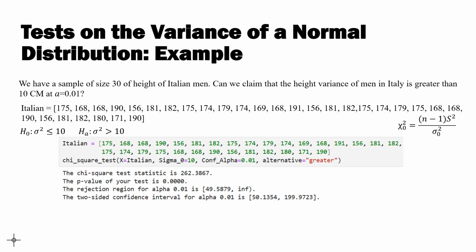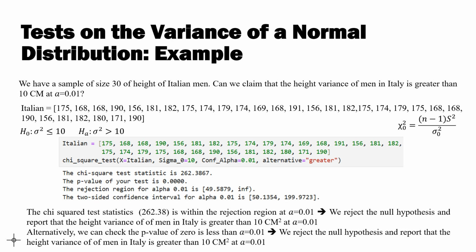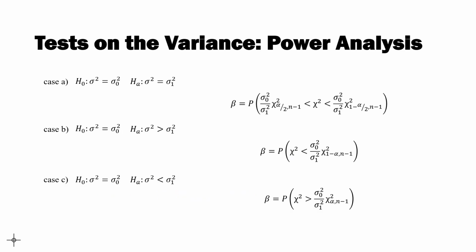Once the function is loaded, we need to pass the sample data, the hypothesized variance, alpha, and the alternative hypothesis, which here is greater. The function will return to us the corresponding chi-squared test statistic, p-value, the rejection region, and a two-sided confidence interval by default. Here you can see the corresponding type 2 error for the two-tailed, upper-tailed, and lower-tailed tests.